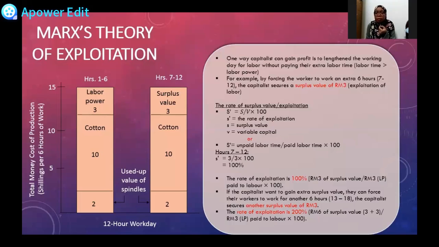If the capitalists want to gain extra surplus value, they can force their workers to work for another 6 hours, which is 13 to 18. The capitalists secure another surplus value of 3 ringgit. The rate of exploitation is 200%, which is 6 ringgit of the surplus value, 3 plus 3, over 3 ringgit of the labor power paid to labor, times 100.